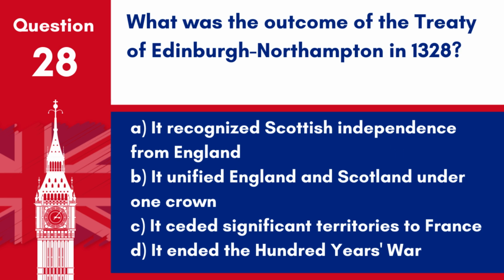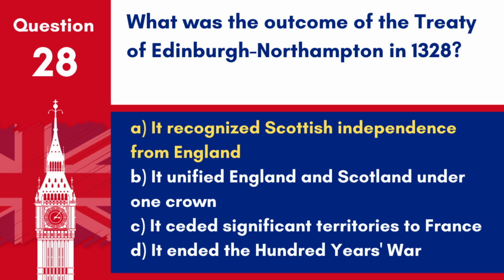Question 28. What was the outcome of the Treaty of Edinburgh-Northampton in 1328? A. It recognized Scottish independence from England. B. It unified England and Scotland under one crown. C. It ceded significant territories to France. D. It ended the 100 Years' War.